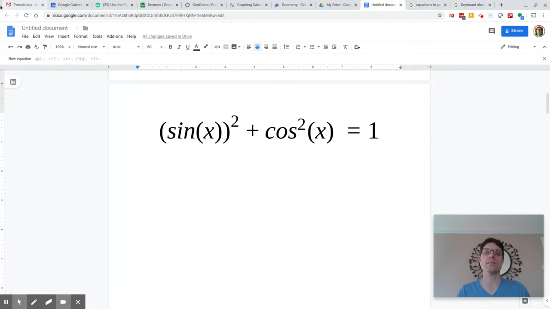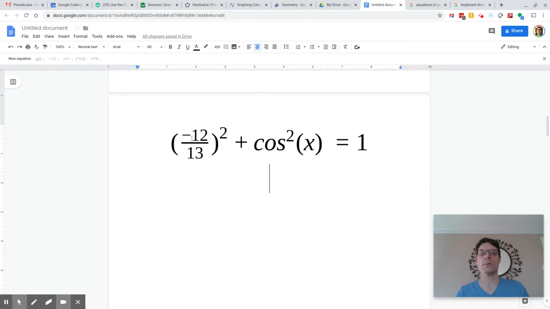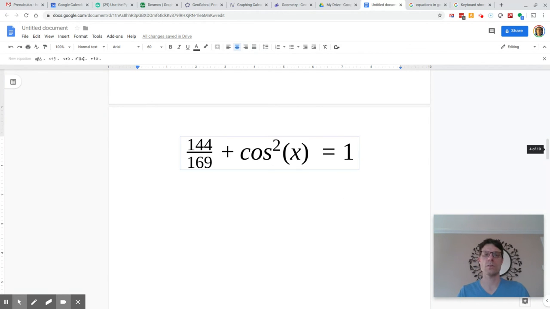I just wanted to show you that when you have a squared here, that really means the sine squared, okay? But I just substituted in negative 12 over 13 for sine of theta, or x. And I'm squaring it now. When I do that, I get 144 over 169, okay?